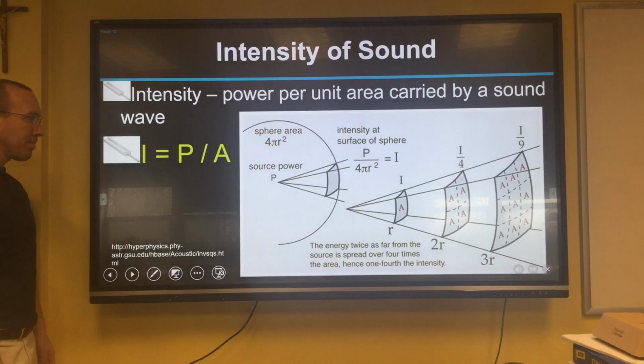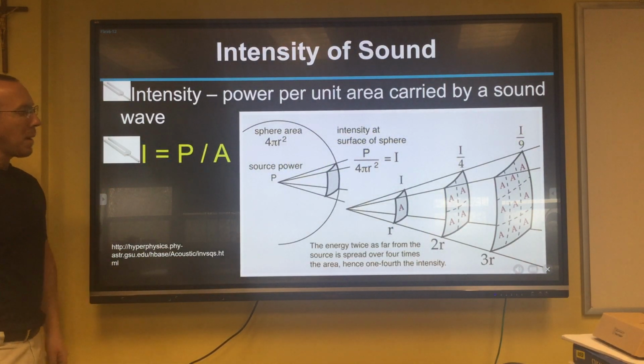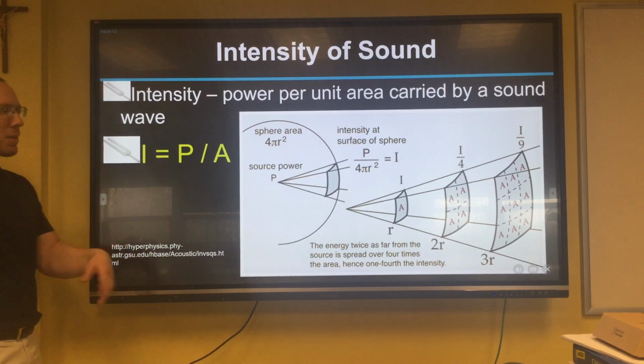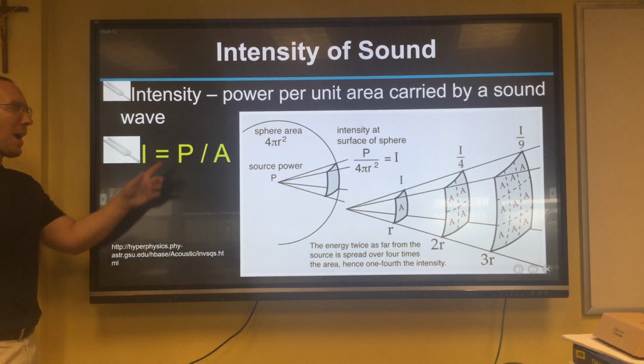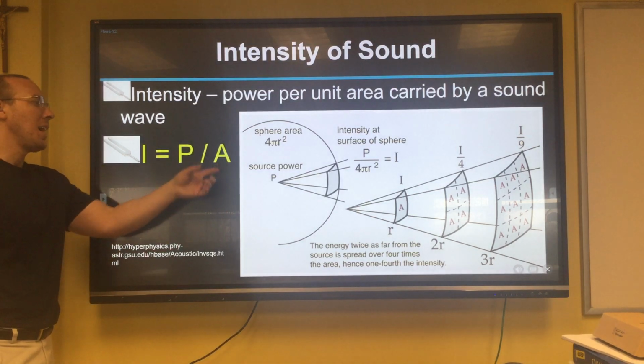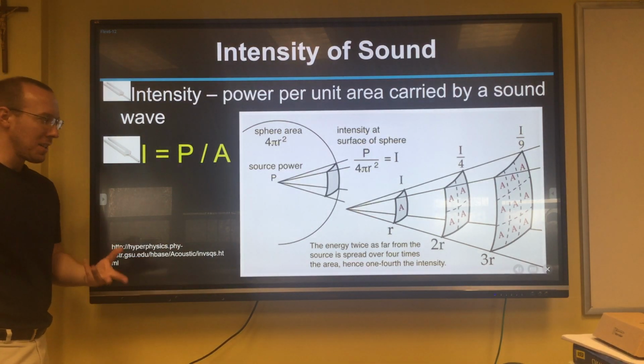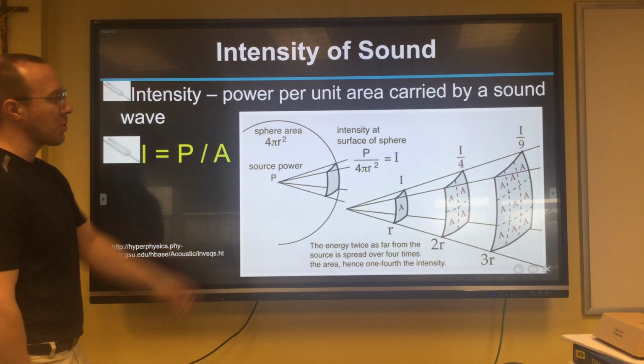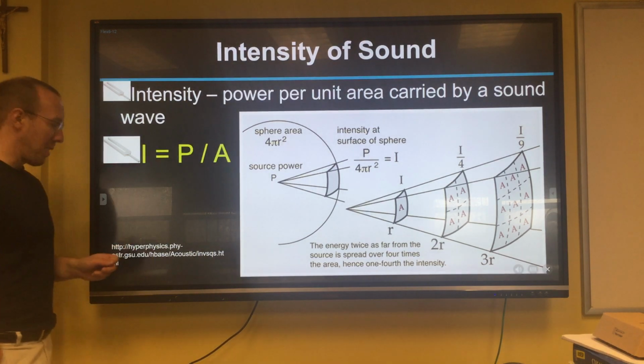Here it is, the equation. Intensity equals the power divided by the area. Power, and it's not written down here, I don't believe, but power is measured in watts. Area is measured in meters squared. It's watts per meter squared. It's okay, don't worry about it. Here's why.